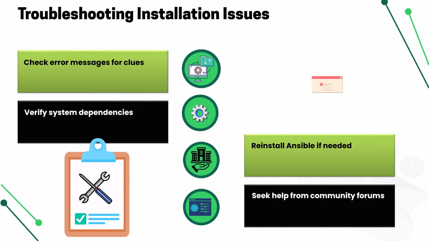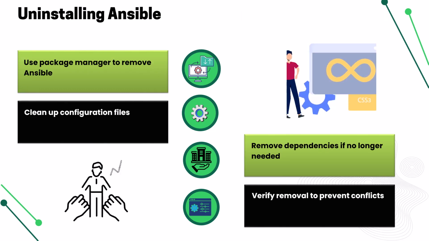Let's be honest, things go wrong. But troubleshooting is just detective work. First, we look at error messages. They're like cryptic clues in a mystery novel. Then we check dependencies, because missing packages can wreck everything. If all else fails, a clean reinstall might save the day. And if frustration sets in, the Ansible community is always there. No shame in asking.